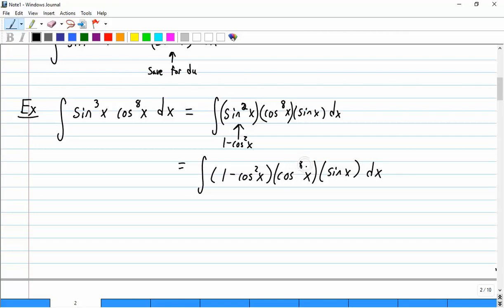Now, take your cosine of x to the 8th power and multiply it times both of those terms. So I have the integral of, what is 1 times cosine of x to the 8th power? Just cosine of x to the 8th power minus cosine of x to the 10th, and we have both of those terms times sine of x.